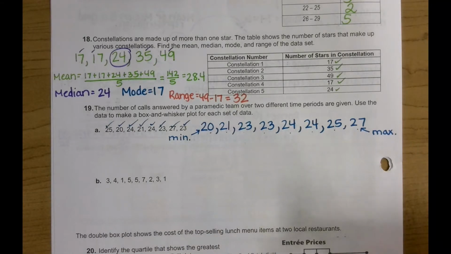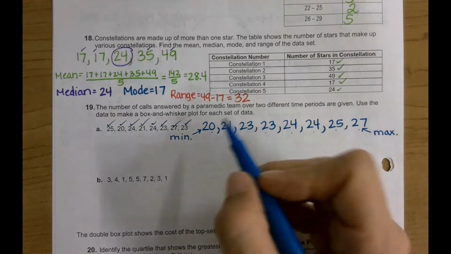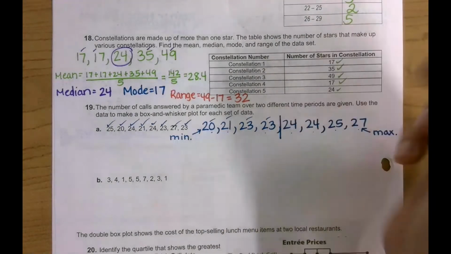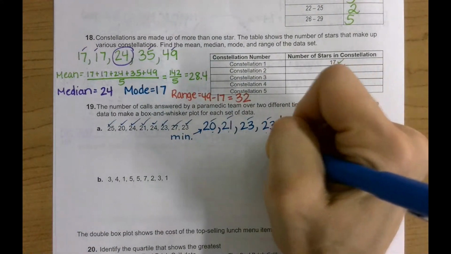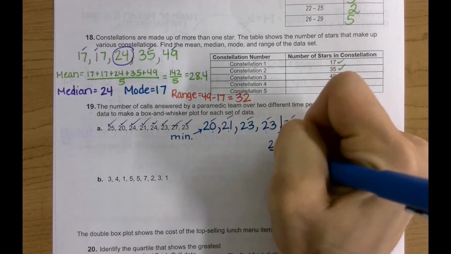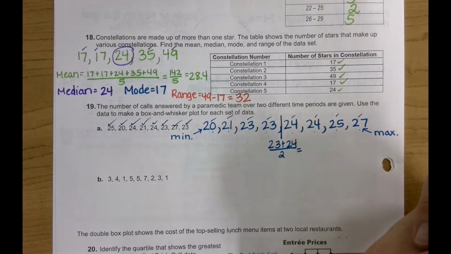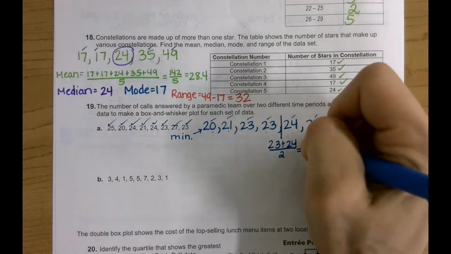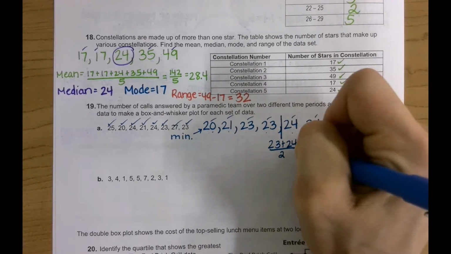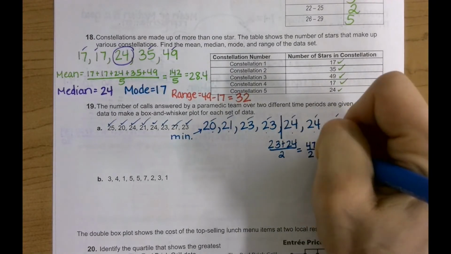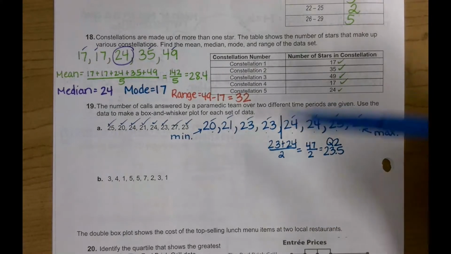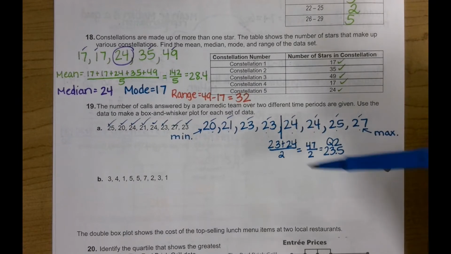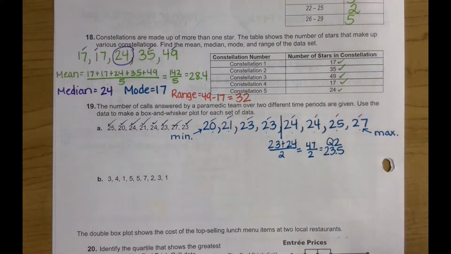I know there's going to be 4 numbers on each side because half of 8 is 4. So 1, 2, 3, 4. It's going to be in between here, and then 1, 2, 3, 4. So I have to find the average of these two numbers by adding them together and dividing by 2. If I add those together, I get 47 divided by 2, which equals 23.5. So that's my Q2. Another way, if you see that these numbers are consecutive, 23 and 24, it's going to be right in between those two numbers, 23.5. But do the math if you're not exactly sure.